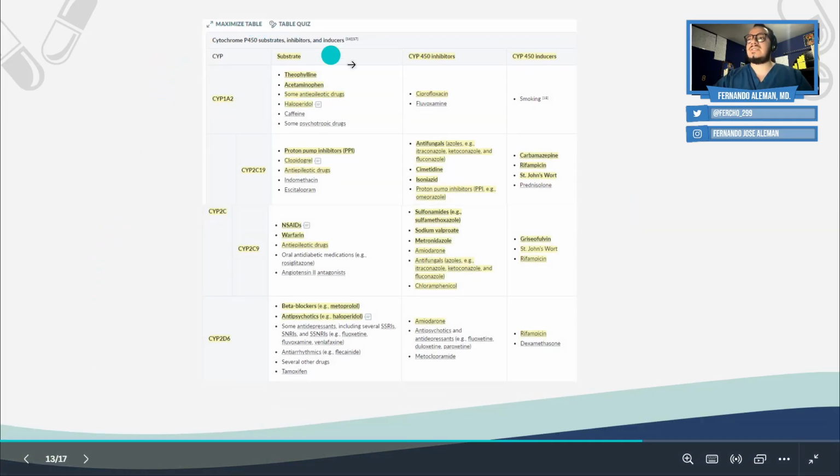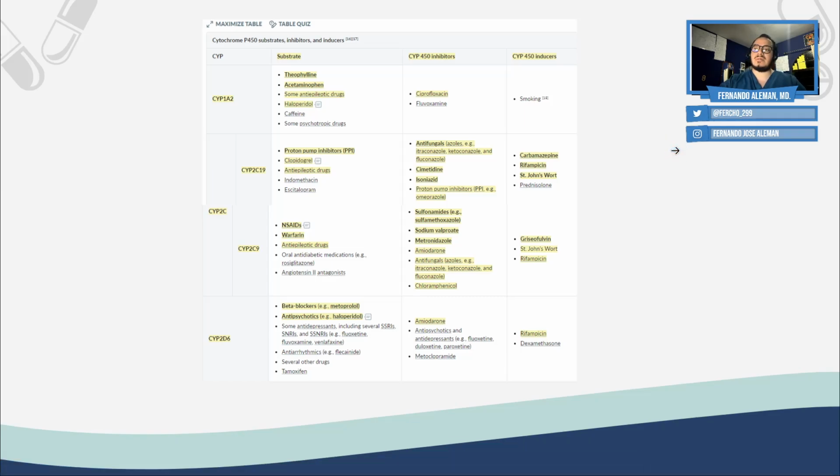So we have this table. I got this table from Amboss actually, which I think is a very cool resource, and the library is super awesome. In this table we can see the different CYP families and subfamilies, the specific drugs that are metabolized by each and every one of the subfamilies, and the specific inhibitors and inducers of each subfamily. So we can see that it is a lot of information.